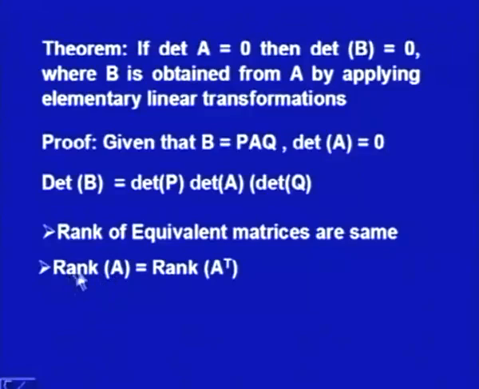Further, the rank of A and the rank of its transpose are equal, because rows and columns can be interchanged, and the determinant will not be affected by taking the transpose. So, if the determinant is not 0, then the determinant of A transpose will also be not 0, and that is why rank of A is equal to rank of A transpose.